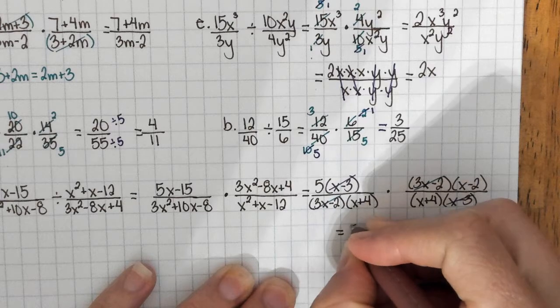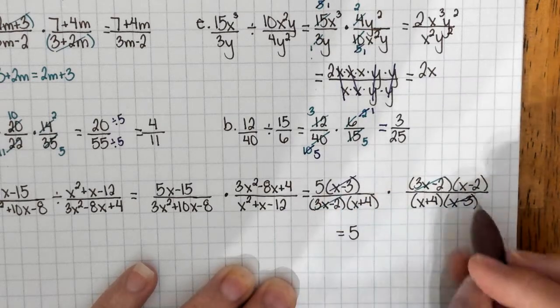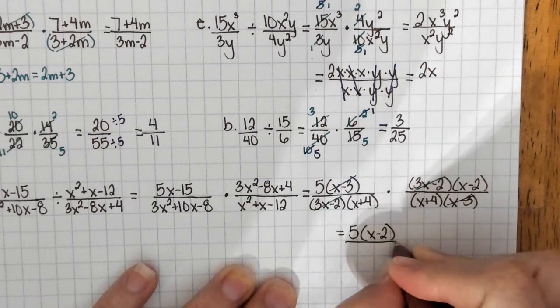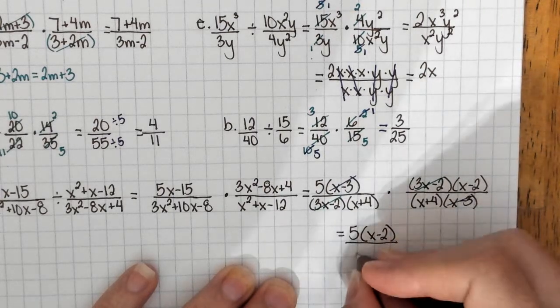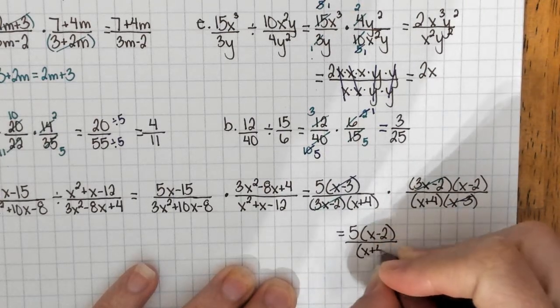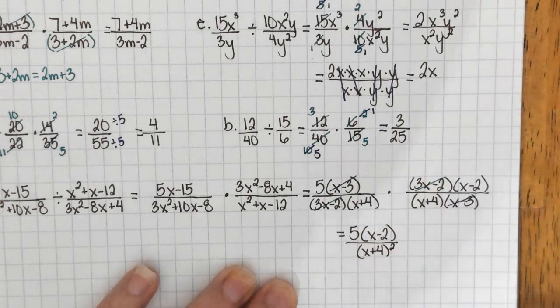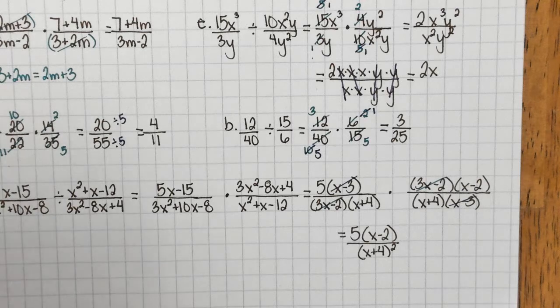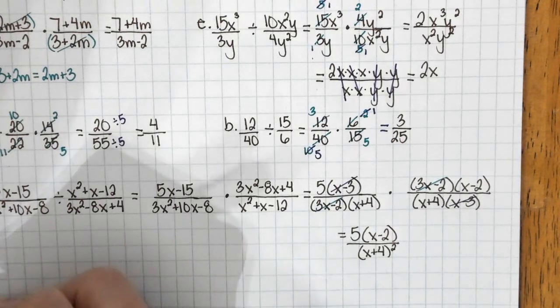So my answer here is 5 times x minus 2 over x plus 4 times x plus 4, or you can write that as x plus 4 squared. But do not try to cross those out because they are both in the denominator.